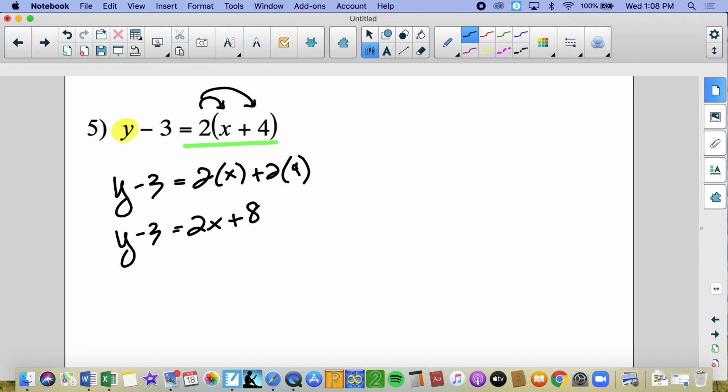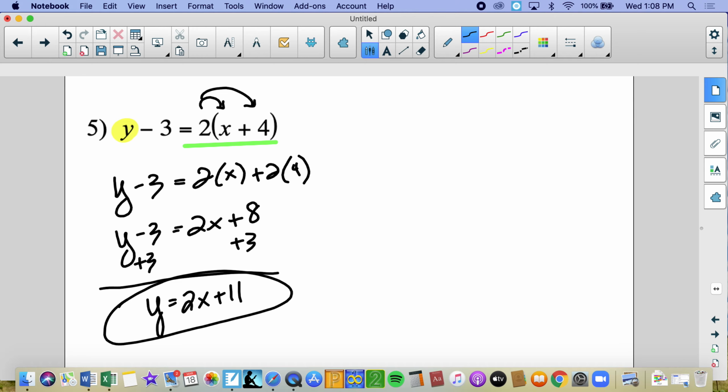Now I'm going to get y by itself. 3 is being subtracted. The inverse of subtracting 3 is adding 3. Notice I only do it once to the left side, once to the right side. A little bit different than multiplication and division. We're only going to do it once on the left side and once on the right side. So that leaves me with y equals 2x plus 11. And notice that I put this positive 3 under the constant, like terms with like terms. So my answer is y equals 2x plus 11.